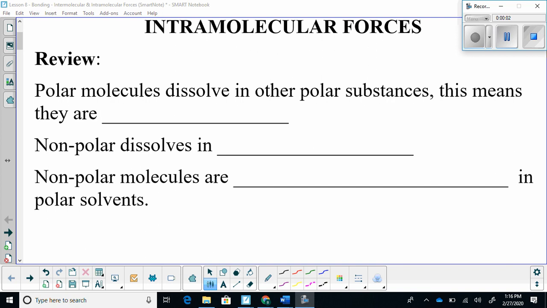Look at intra and intermolecular forces. But before we get into that, let's do a little bit of a review from yesterday's lesson. Polar molecules dissolve in other polar substances. This means that they are miscible. Nonpolar dissolves in nonpolar. Nonpolar molecules are immiscible in polar solvents.